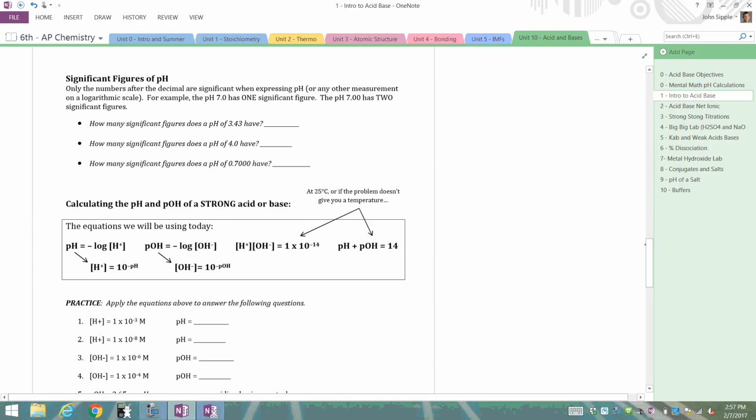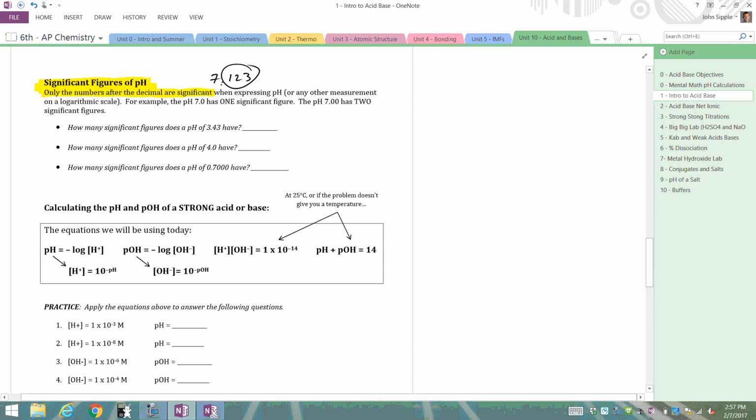All right, so for sig figs for pH, the whole deal is that the numbers after the decimal are the ones that are significant. So we don't include the number in front. If we're looking for 3 sig figs for our pH, you have to write it down like 7.123, okay? Those are the 3 sig figs, the ones after the decimal point.